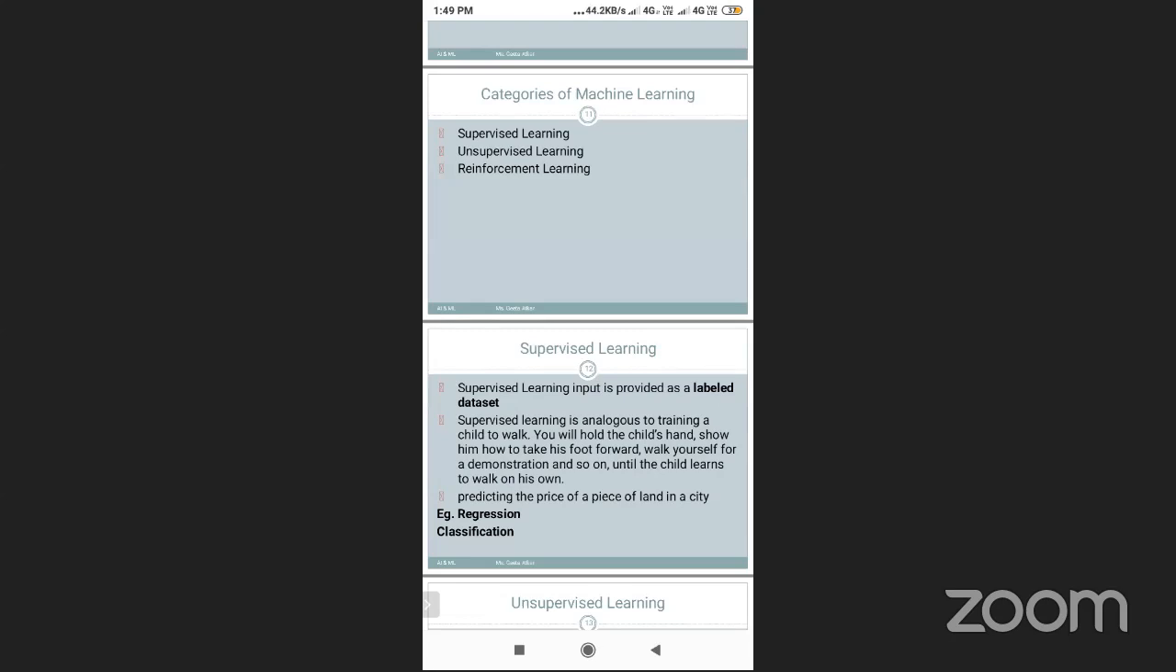So in the case of supervised learning, whatever data we are giving to our system in machine learning, we have to supervise that data till we get the accurate output from the data which we have trained the system with. Therefore it is called supervised learning. For example, one more example I have given here is predicting the price of a piece of land in a city. This is an example of supervised learning.